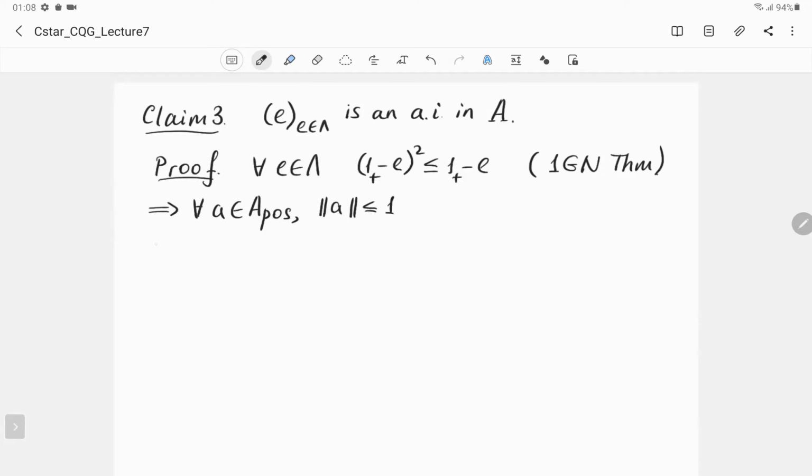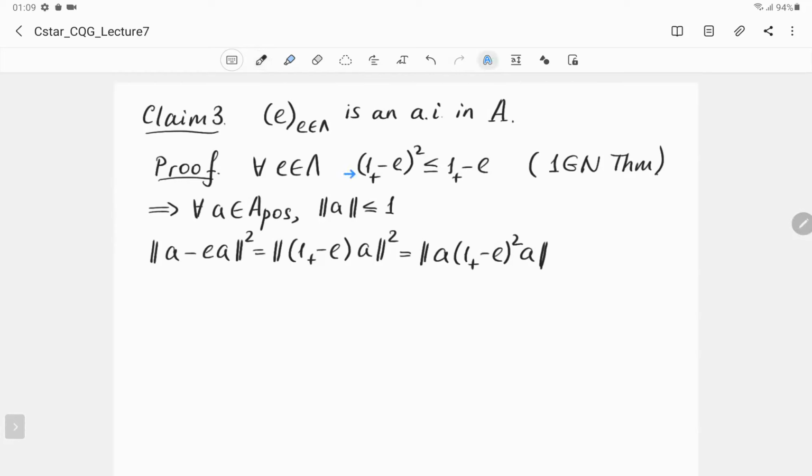So let's do the following simple calculation. A minus EA. So what is this? This is 1 minus E multiplied by A. Well, next we use the C-star identity. So the square of the norm of this element equals the norm of A times 1 minus E squared times A. So this follows from the C-star identity.